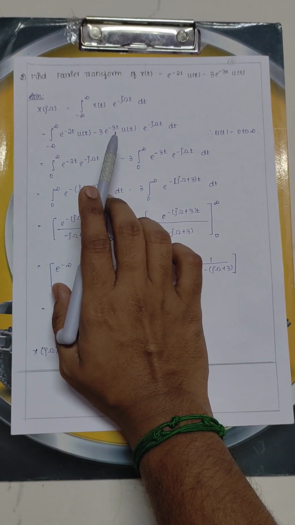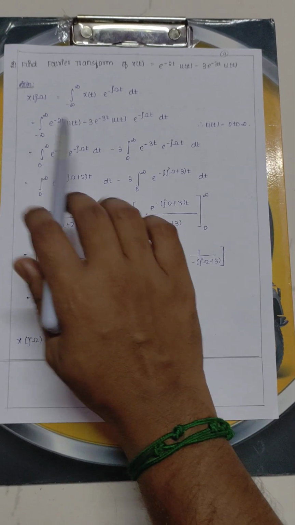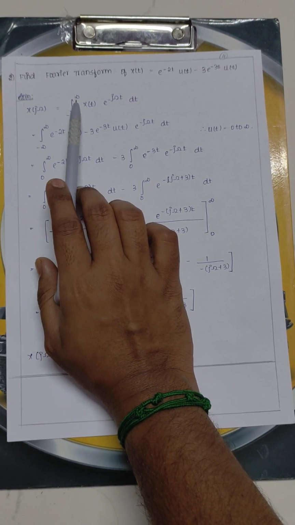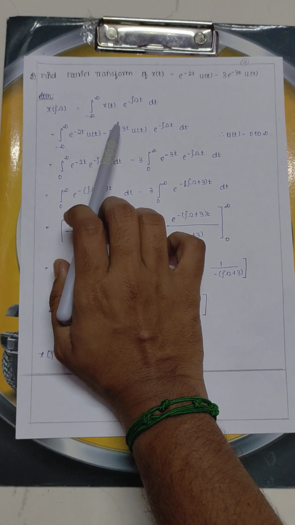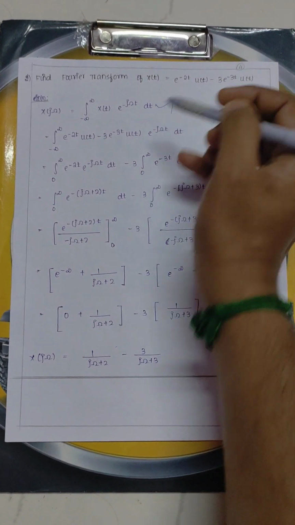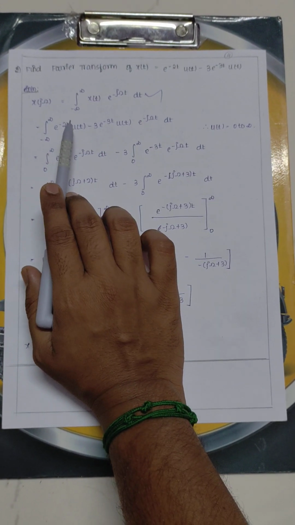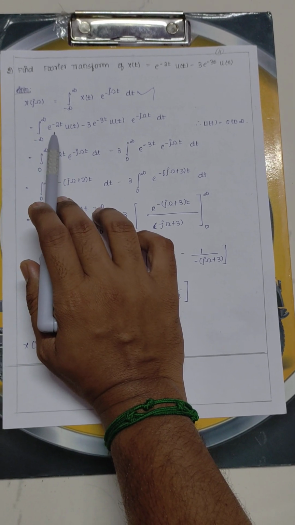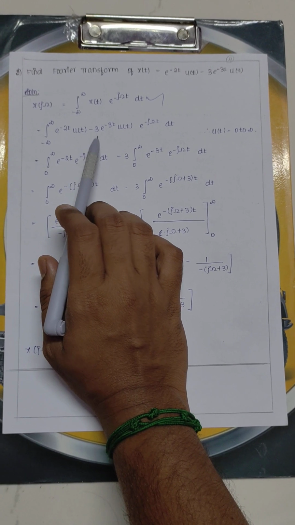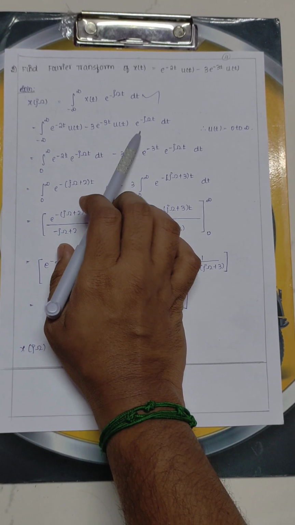Solution. When it is Fourier transform, you have to use j omega; when it is Laplace, you have to use s. The formula is x of j omega equal to integral from minus infinity to infinity of x of t e power minus j omega t dt. This is the prescribed formula for the Fourier transform. Substituting x of t, it is the integral of e power minus 2t u of t minus 3 into e power minus 3t u of t, into e power minus j omega t dt.